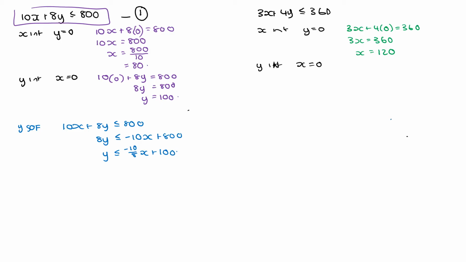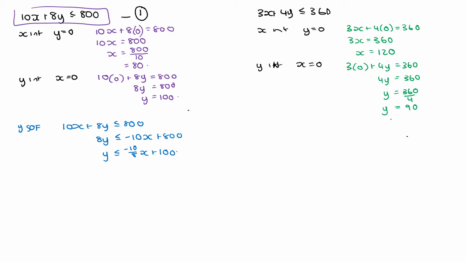So if we go ahead and solve for it, we have 3 times 0 plus 4y is equal to 360. So we have 4y is equal to 360. So we have y is equal to 360 divided by 4, which is equal to 90. So now we have our y-intercept as well.